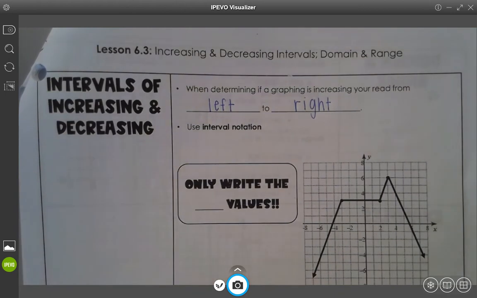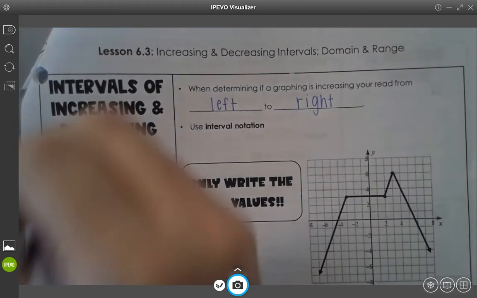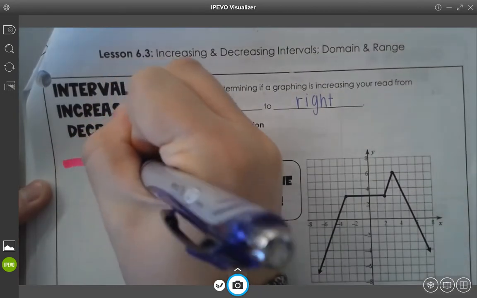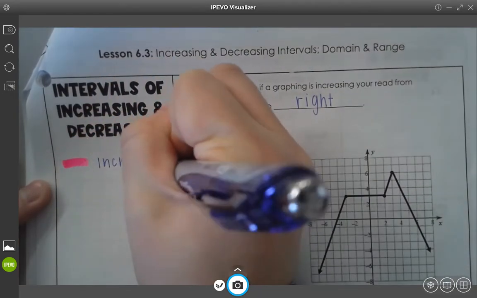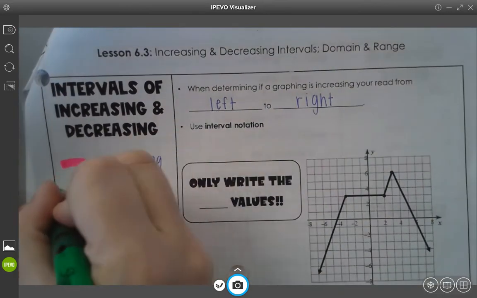So I want you to take your two colors here on the side and mark one of them as increasing and the other one as decreasing.